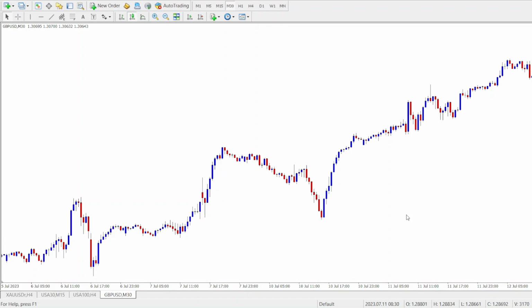In this video, we are going to be discussing one of the best indicators for scalping. So if you are a scalper, then you are in the right place. You might want to watch this video till the end.